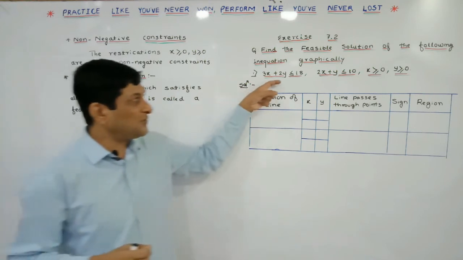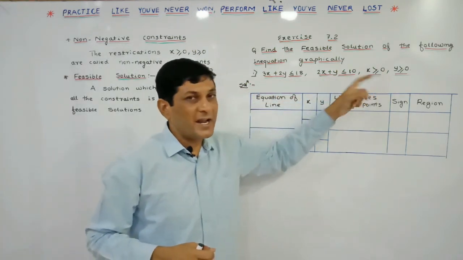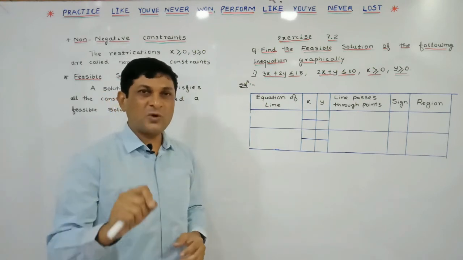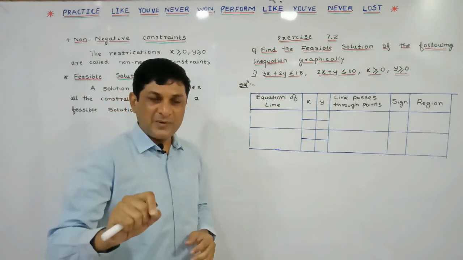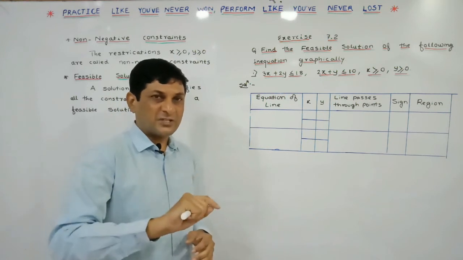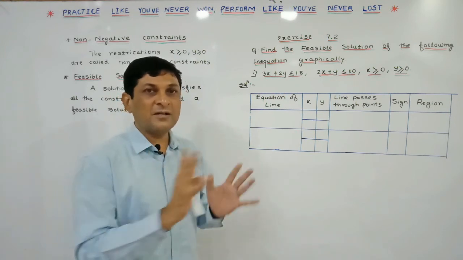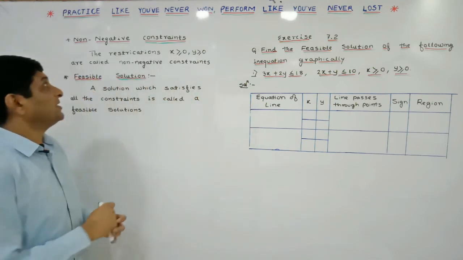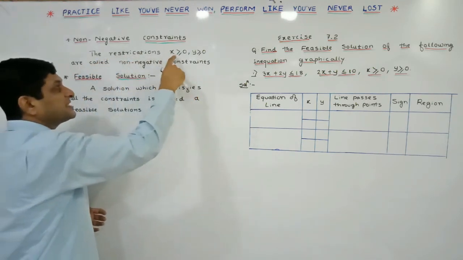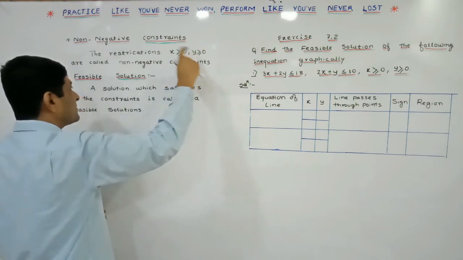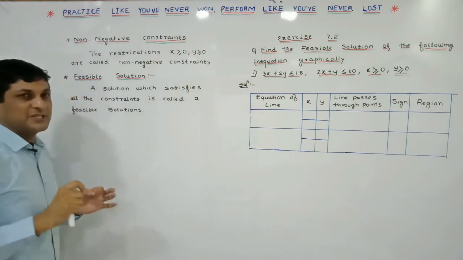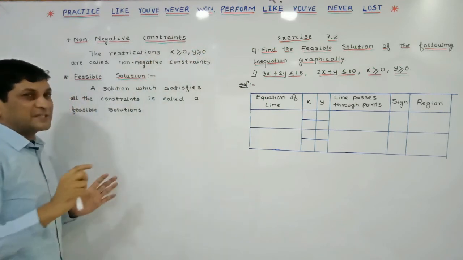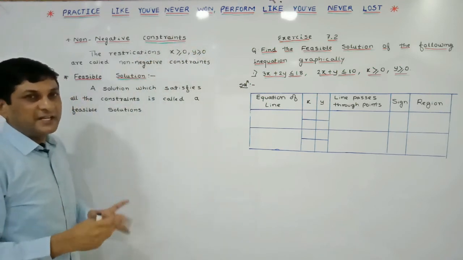So these four expressions are called constraints in a linear programming problem. In short, we can say that linear equations and linear inequations are called constraints, and an alternate word for constraint is restriction also. So if the restrictions x is greater than or equal to 0 and y is greater than or equal to 0 are given to us, its meaning is that these are non-negative restrictions, or we can say non-negative constraints.